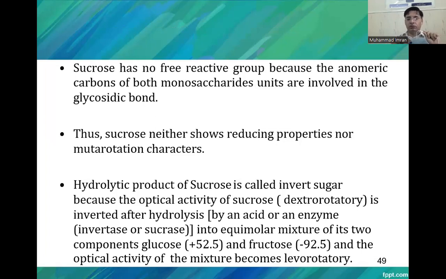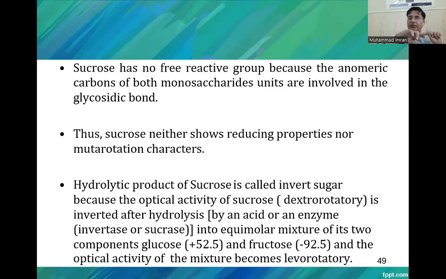Why is it known as invert sugar? Because before hydrolysis it is dextrorotatory, but after hydrolysis by some enzyme or acid, it becomes levorotatory.